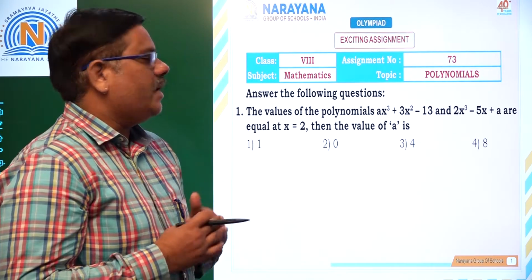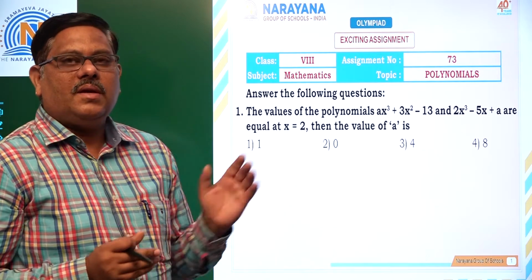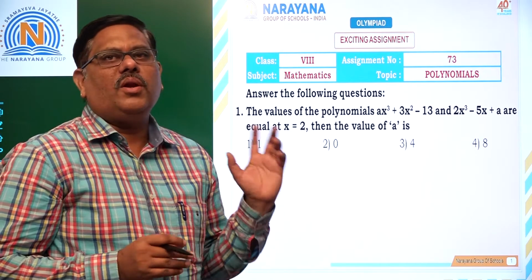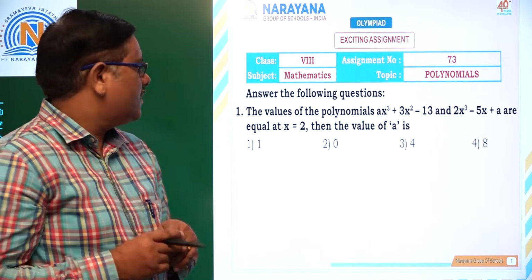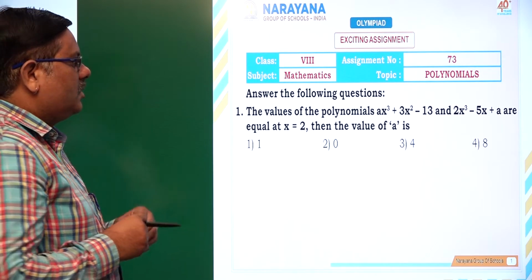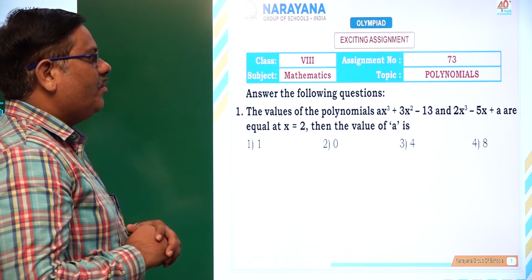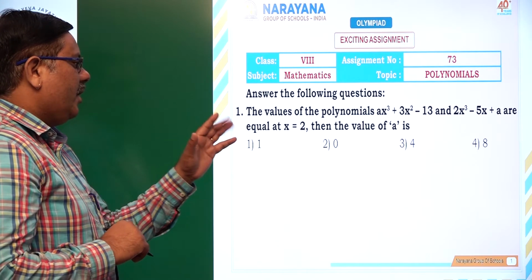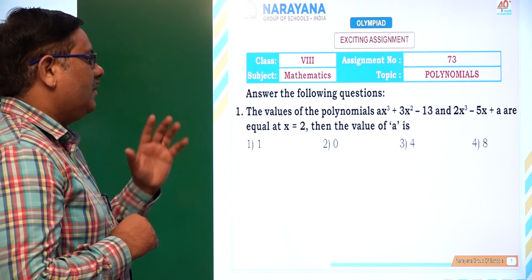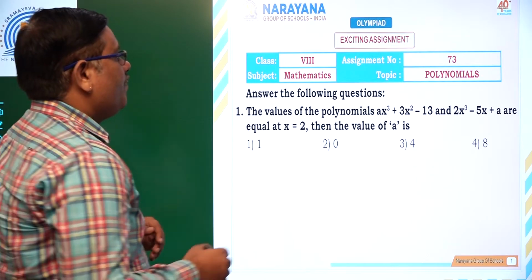Today for class 8 students, we are going to discuss assignment number 73 on polynomials. Let us start with the first question. The values of the polynomials ax cube plus 3x square minus 13 and 2x cube minus 5x plus a are equal at x is equal to 2. Then the value of a is.